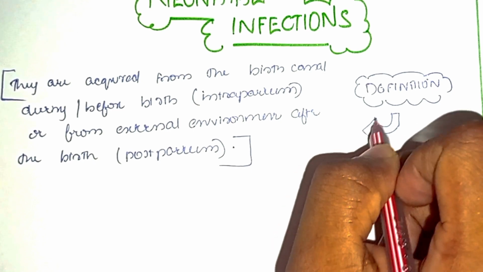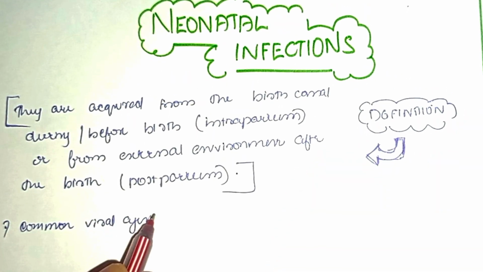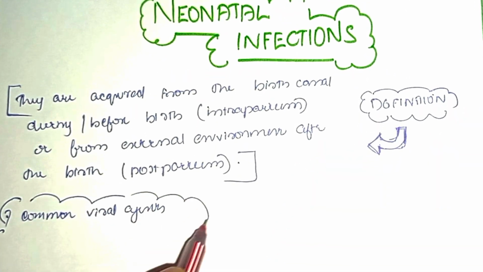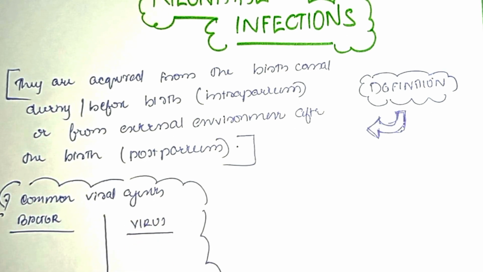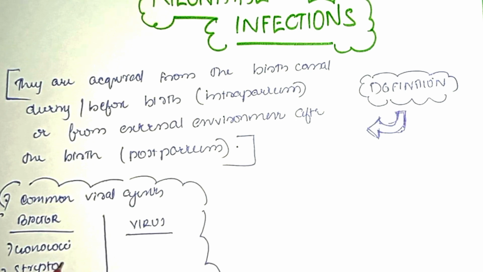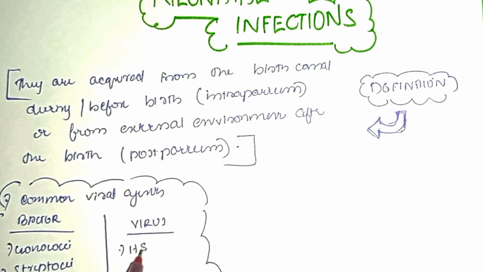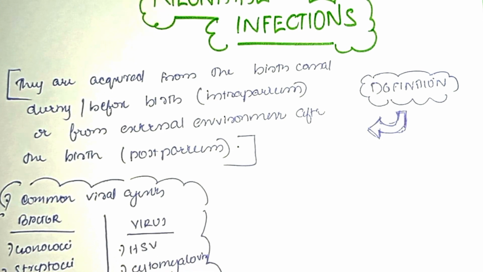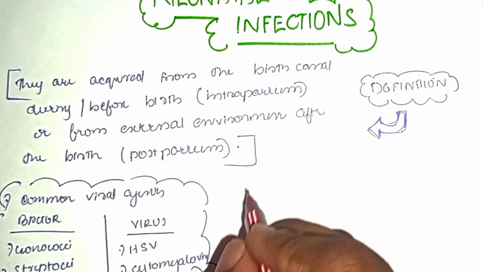Next we can look at the common agents responsible for neonatal infections. These are bacteria and viruses. Among the bacteria, we can name gonococci, streptococci, and E. coli, which are the gram-positive and gram-negative bacteria responsible for neonatal infections. Next, talking about the viruses, there are the herpes simplex virus and cytomegalovirus, also called CMV.